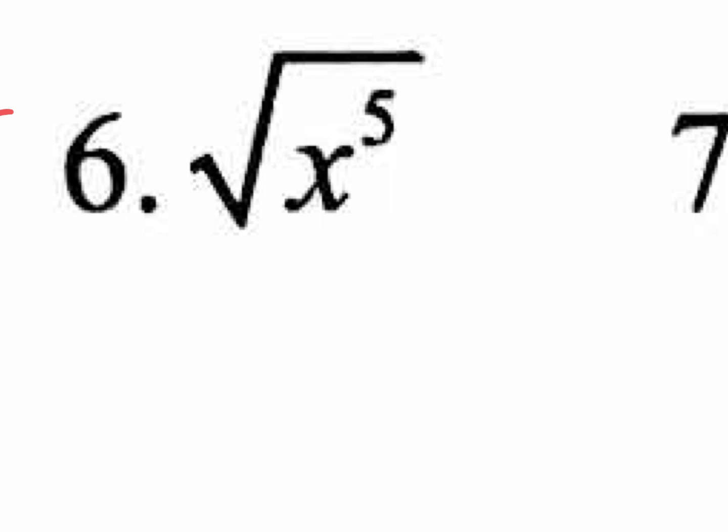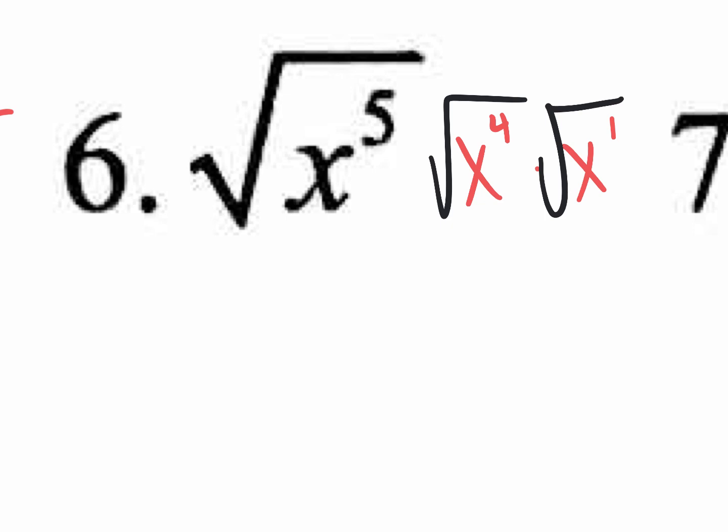X to the 2.5. Technically, yes, but we don't want decimals up there. So what do we want right here? We want an even power, right? So let's rewrite it with multiplication to get an even power. I always say, whatever odd number you have, go to the number right before it. What's the number right before 5? 4. So you're going to write x to the 4th times 1 more x. And now you could split the root.